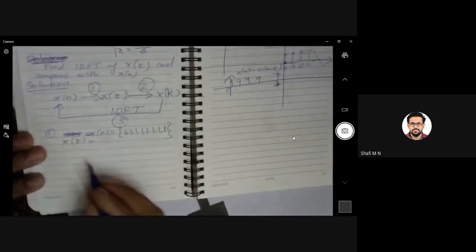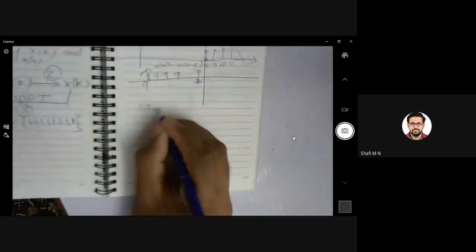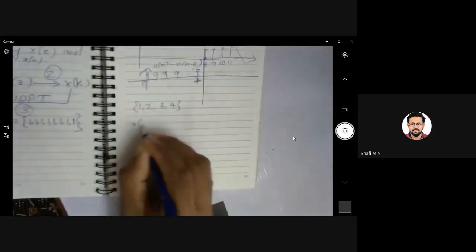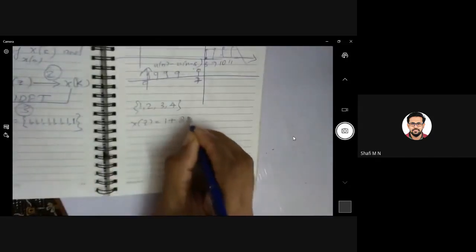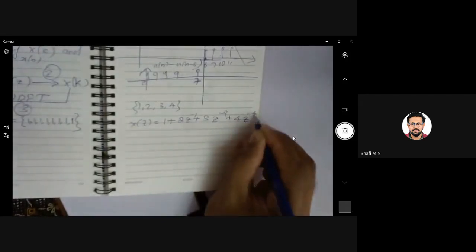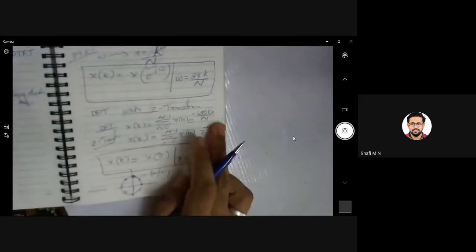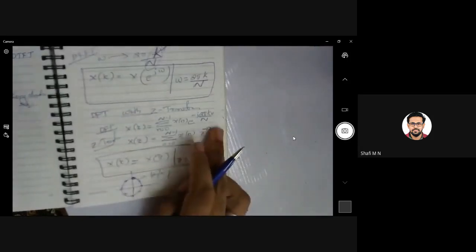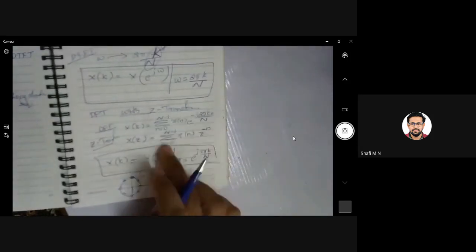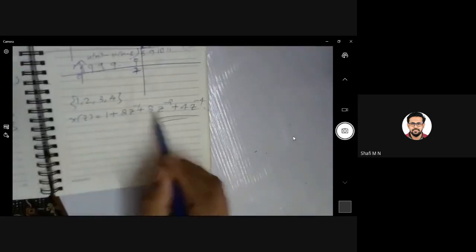How do you write x of z? If a sequence is given, you should be able to write x of z quickly. See, if the sequence is 1 2 3 4, what is x of z? 1 plus 2z raised to minus 1 plus 3z raised to minus 2 plus 4z raised to minus 3. Got it? That's using this equation. x of n times z power minus n. For x of 0, z raised to 0 is 1. For x of 1, z raised to minus 1. For x of 2, z raised to minus 2. Nothing to look up, just practice this.